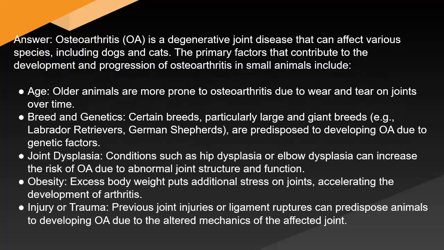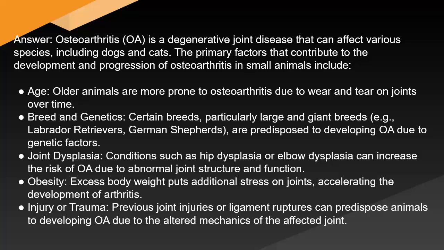Answer: osteoarthritis (OA) is a degenerative joint disease that can affect various species, including dogs and cats. The primary factors that contribute to the development and progression of osteoarthritis in small animals include age. Older animals are more prone to osteoarthritis due to wear and tear on joints over time. Breed and genetics. Certain breeds, particularly large and giant breeds, e.g. Labrador Retrievers, German Shepherds, are predisposed to developing OA due to genetic factors. Joint dysplasia. Conditions such as hip dysplasia or elbow dysplasia can increase the risk of OA due to abnormal joint structure and function. Obesity. Excess body weight puts additional stress on joints, accelerating the development of arthritis.